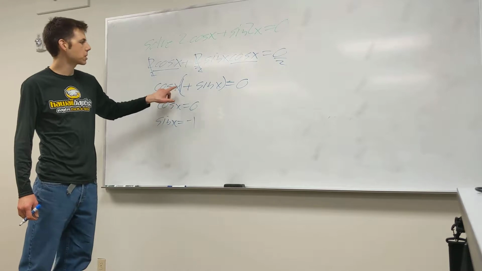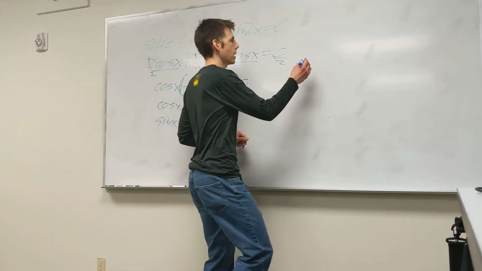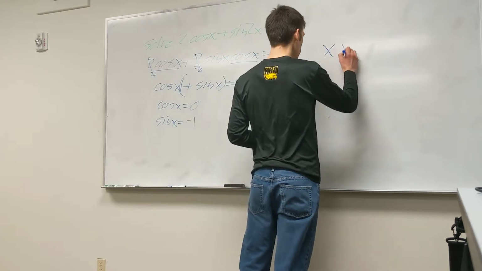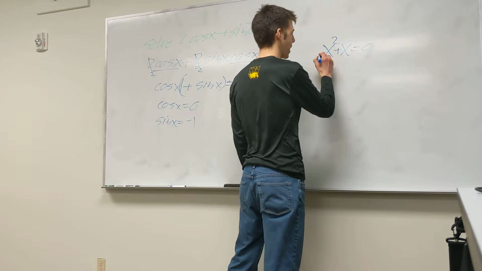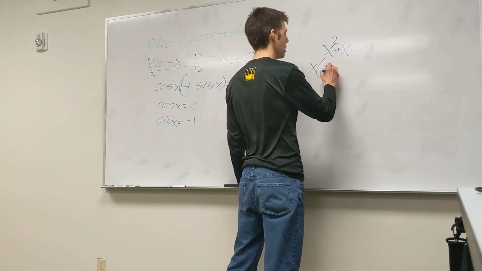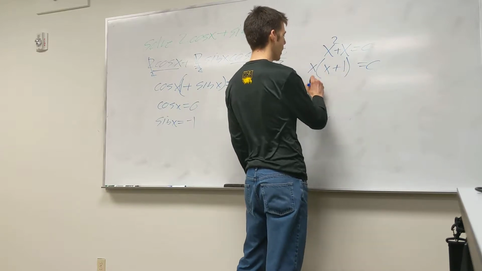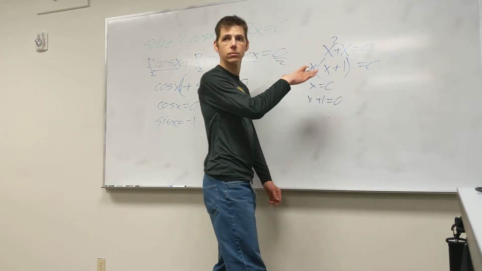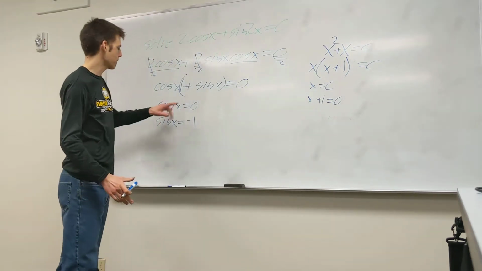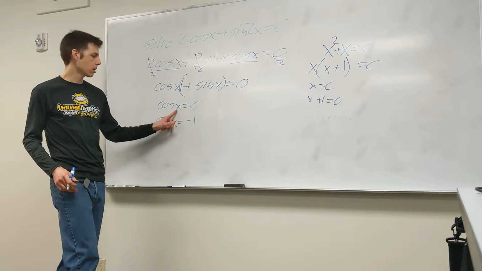So you set this equal to 0, just like finding zeros. So this is like x times x squared plus x equals 0. I factor out the x, so I get x times x plus 1 equals 0. Therefore, x equals 0 or x plus 1 equals 0, right? Just algebra there. Same thing, except now I do a little trig. I say, what is x here?